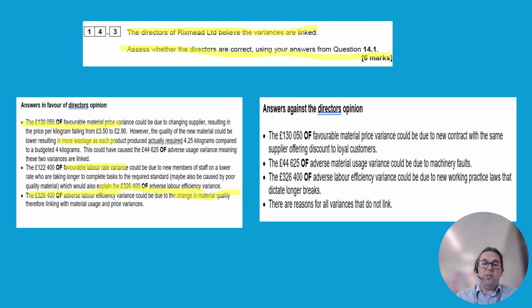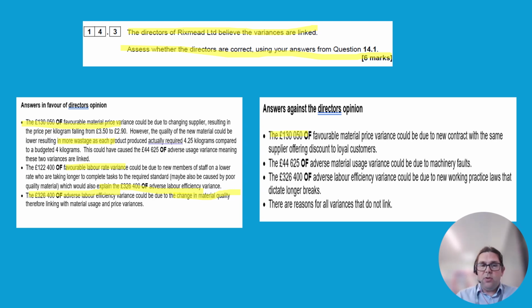Lots of ones I've marked on this question. 2 arguments for the statement, no arguments against the statement, 4 out of 6. Doesn't matter how good your response is, if it's not balanced, you are not really going to get above 4. It's really unlikely because the whole point of it is a fully balanced argument. So what you've just got to think about is a reverse point, something else that could have caused these variances. It doesn't have to be that they're linked.